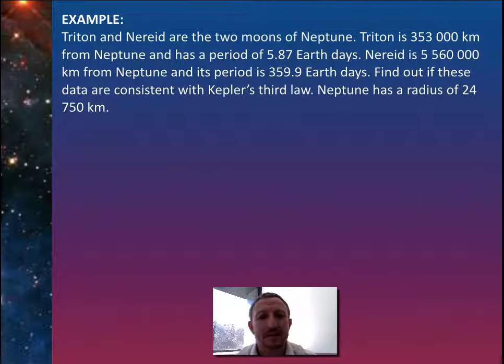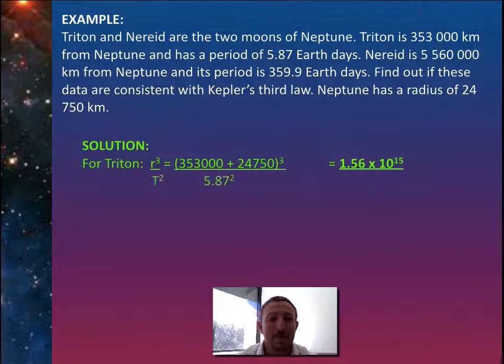Here we've got an example of Triton and Nereid, which are the two moons of Neptune. Triton is 353,000 kilometers from Neptune and has a period of 5.87 Earth days. Nereid is 5,560,000 kilometers from Neptune. It has a period of 359.9 Earth days. We're going to find out if these values are consistent with Kepler's third law. We know that Neptune has a radius of 24,750 kilometers. So let's work through.